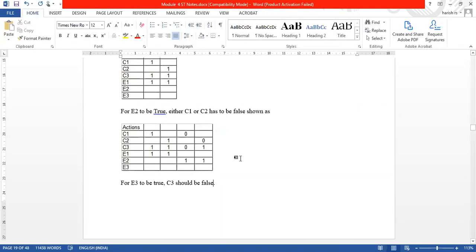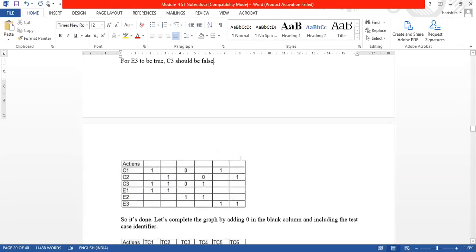Okay, then coming to case 3. When will case 3 be 1? When this is true and the second one, C3, should be false. That should be 0. Then only your E3 will be 1. Similarly, C1 is true, C2 is true, and C3 should be 0. So on those cases, you can have the problem being defined.